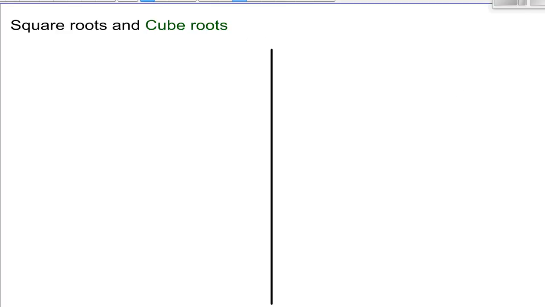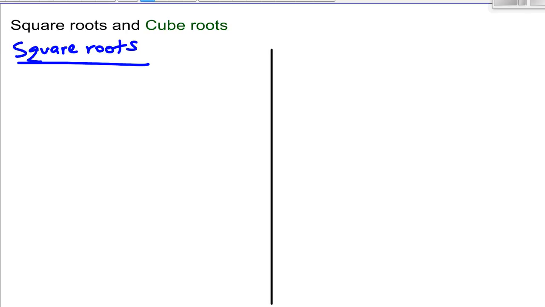Next, I'm going to discuss the difference between square roots and cube roots. I will start with square roots. Now, square root goes the other way around.